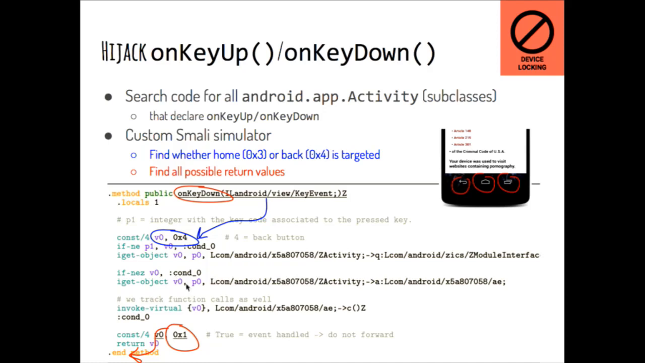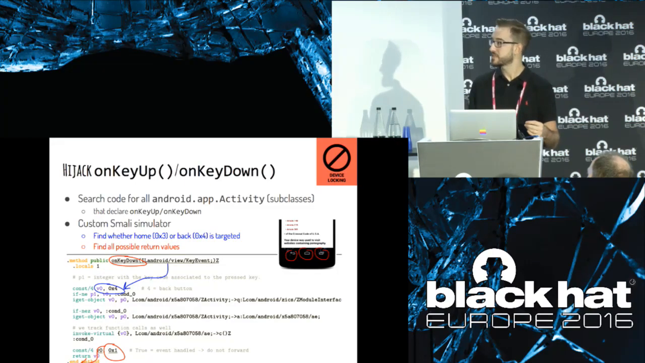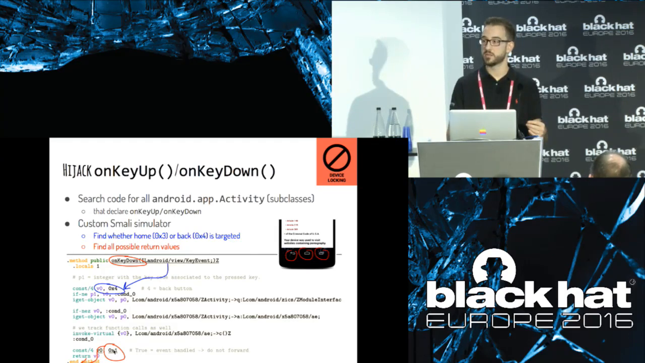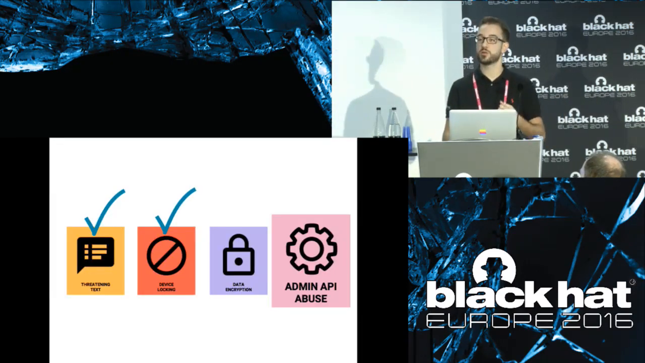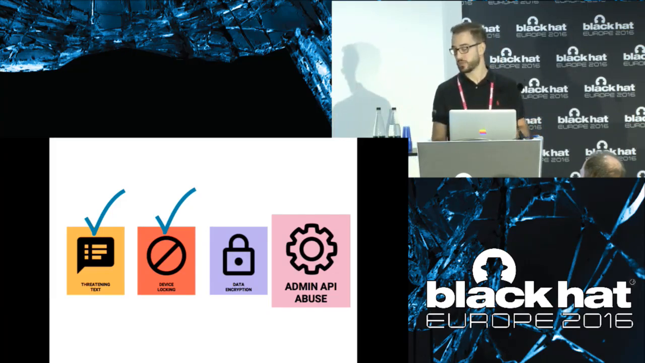On the other hand, we want to find out all the output values. I told you before, the interesting case is when a return value equal to true is returned. If that is the case, then it means that the view will be unescapable. So if there is a code path that goes into checking whether one of the target buttons has been pressed, and then returning 1, then it means that this method is simply doing denial of service of the whole event chain. Awesome. So now we know how to detect device locking.